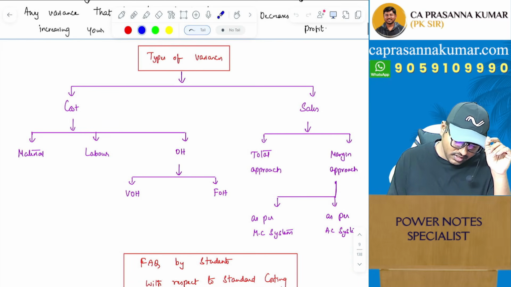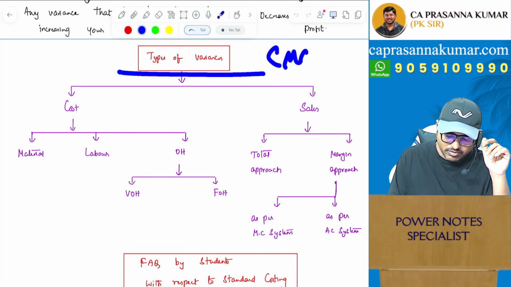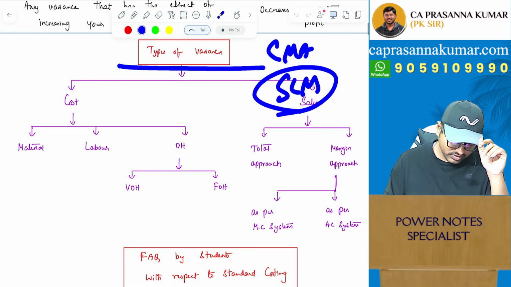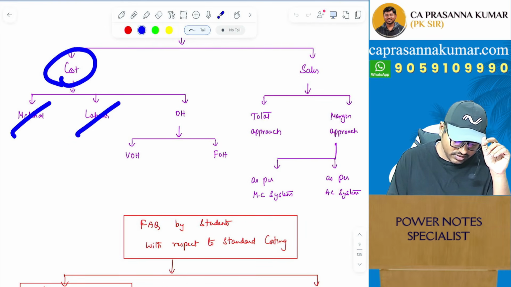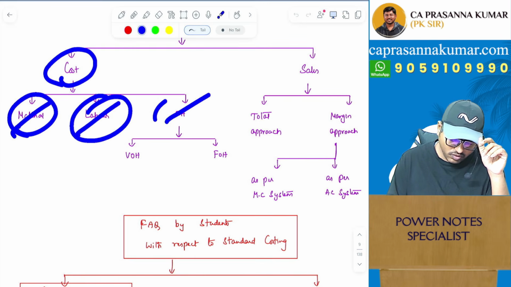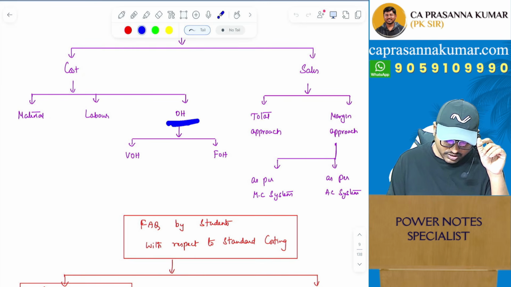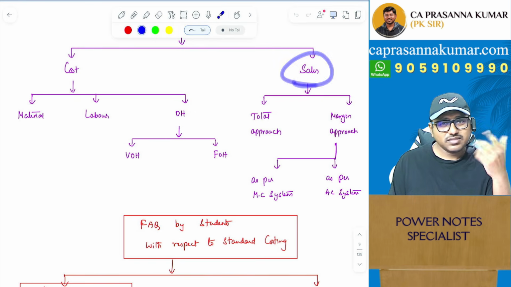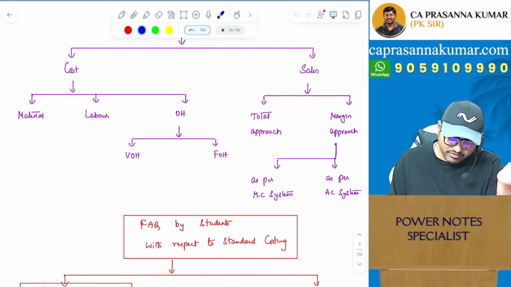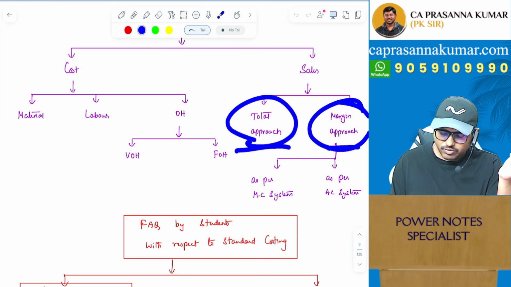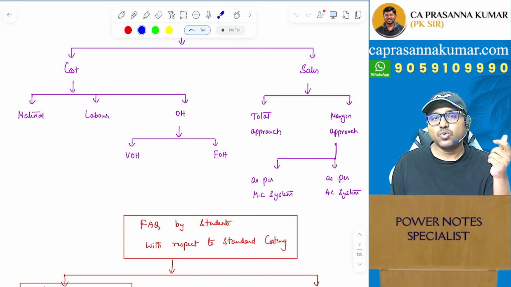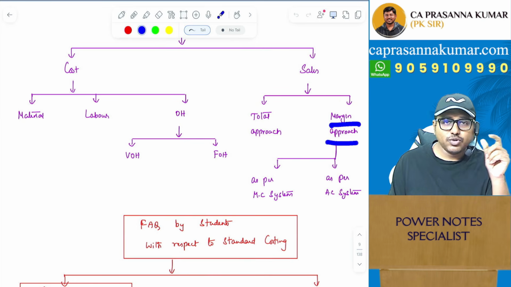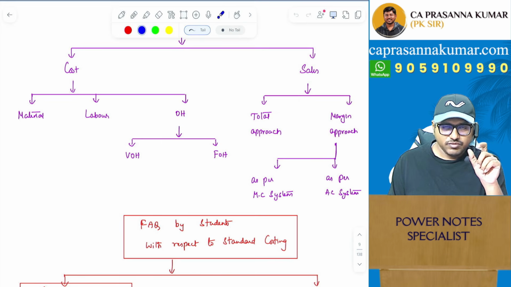Okay. Now, how many types of variances do we have when it comes to the CMA Final SCMDM paper for us? Very simple. When it comes to cost, there are three variances: material, labor, overheads. In overheads, you have got two types of overheads: variable and fixed. When it comes to sales variances, it's just a sales variance, but it is again further divided into two approaches: total approach, margin approach. Total approach means you'll be taking total selling price. Margin approach means you'll be taking only the profit, which we call a margin.